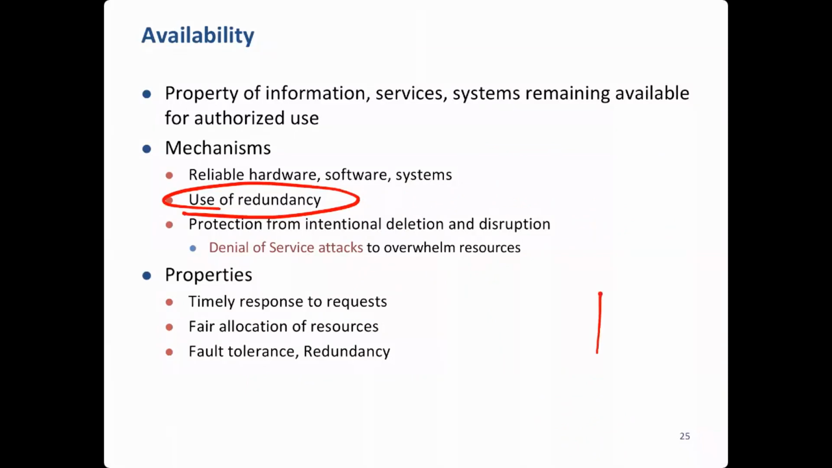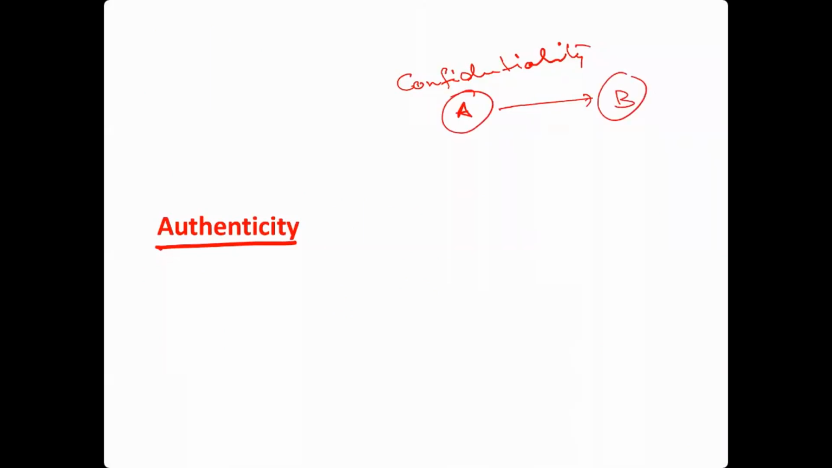now please go through this. The next property is authenticity. So two properties we have studied so far: confidentiality, whatever Alice is sending to Bob must be known only to the two parties. No third person can even see that. Okay. Second is integrity.